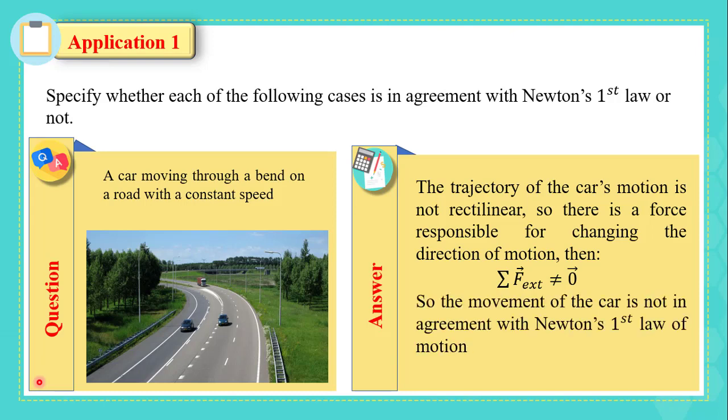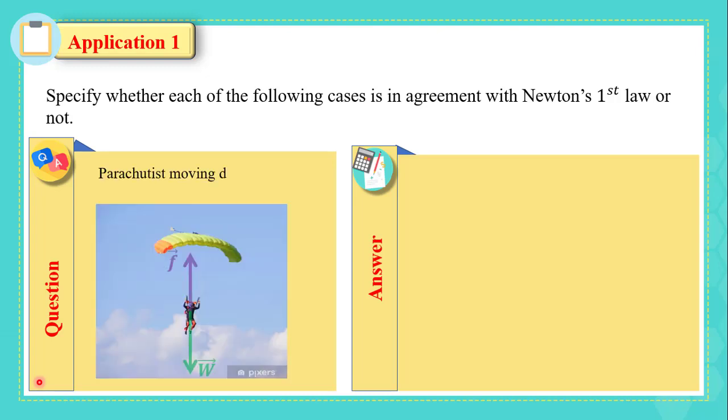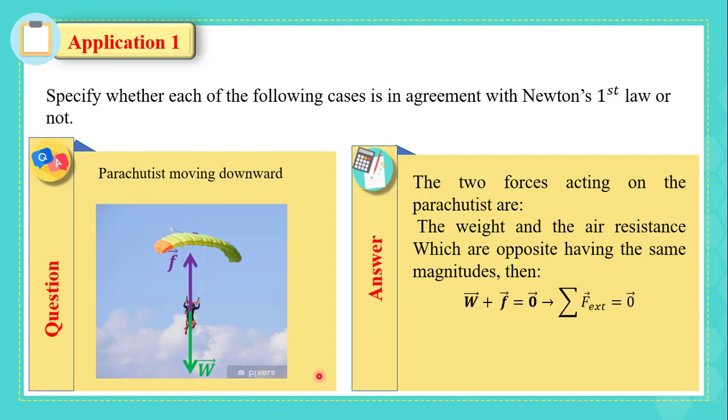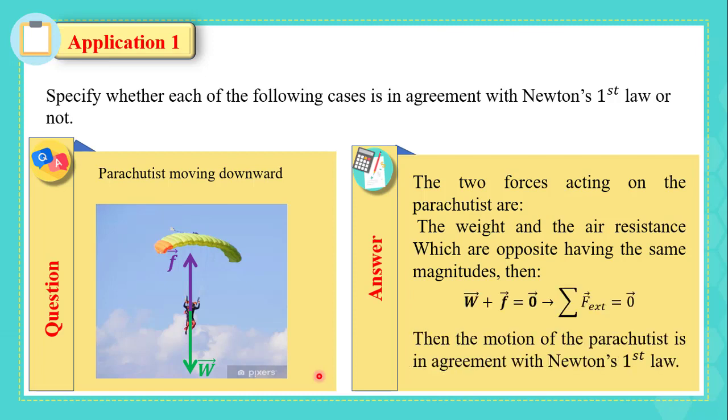Let's consider our last case, which is a parachutist moving downward. In this case, the two forces acting on the parachutist are the weight and the air resistance, which are opposite, having the same magnitudes, as we can see from the figure. Then the sum of the external forces is equal to 0, and in this case, the motion of the parachutist is in agreement with Newton's first law of motion.